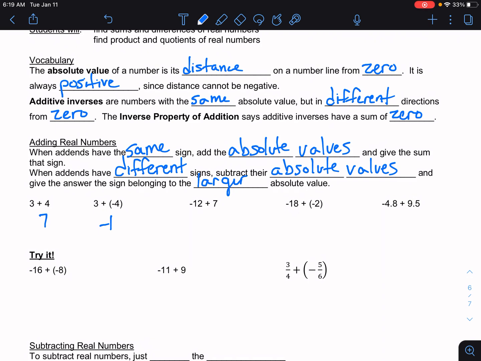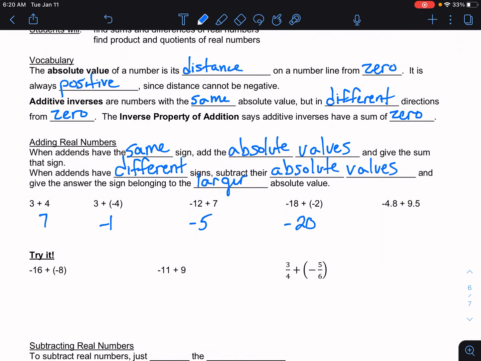So very similar on this next example, -12 plus 7, we're going to subtract the two numbers. 12 minus 7 is 5, and then keep the sign of the larger. -12 has a larger absolute value, so our final answer is going to be negative. For the next example, -18 plus -2. Our signs are the same. We're going to add the two numbers. 18 plus 2 is 20. And then keep the sign the same since they're both negative. That means our final answer is going to be -20.